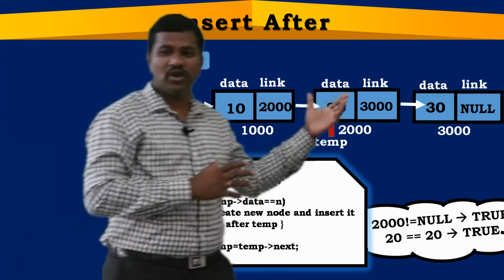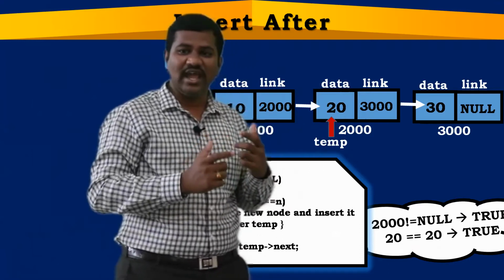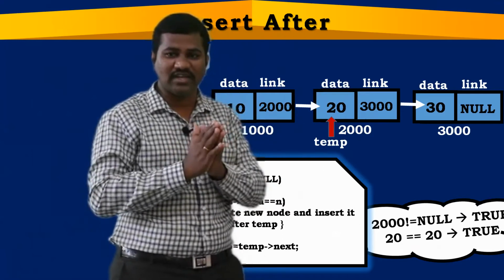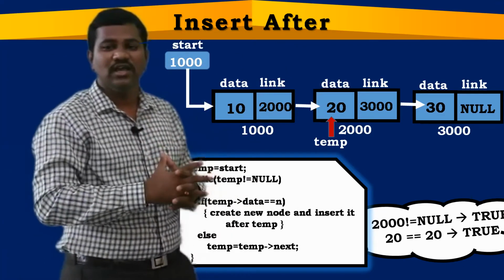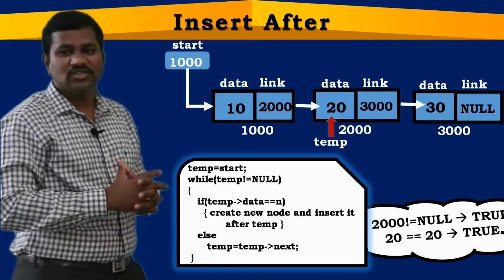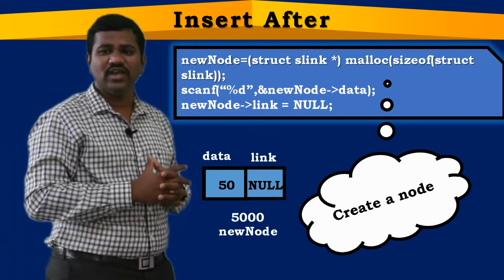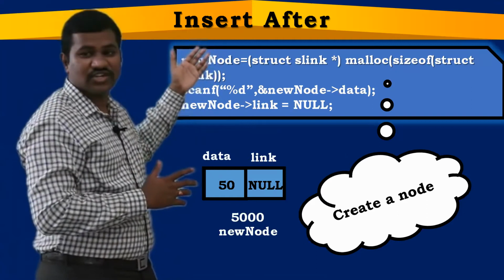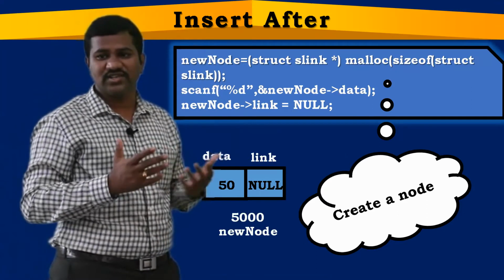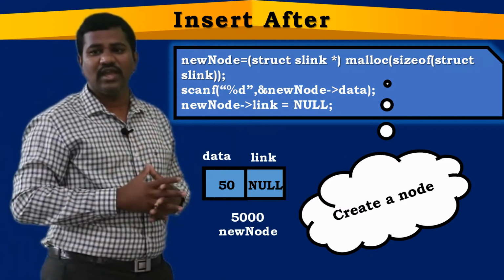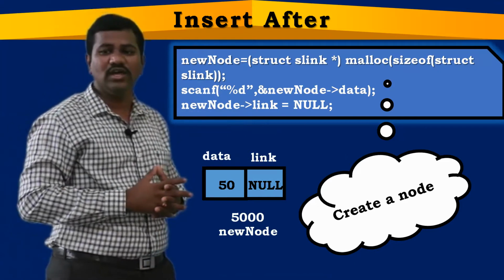That means temp is pointing to the second node, and whenever we find the data that we are searching and the node value, if both match, then what we need to do is create a node. After that we need to insert a node after temp, right? For that we create a node with the help of this instruction, malloc sizeof struct node, and with the help of that we allocate a block of memory, and then we accept the data part using scanf and assign null to the link part, right?